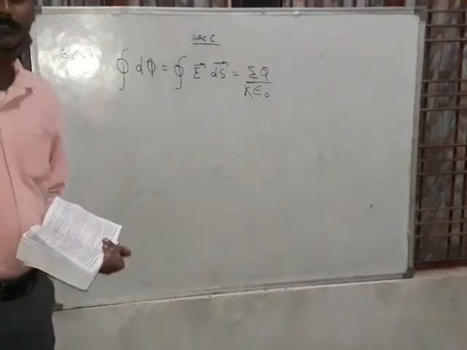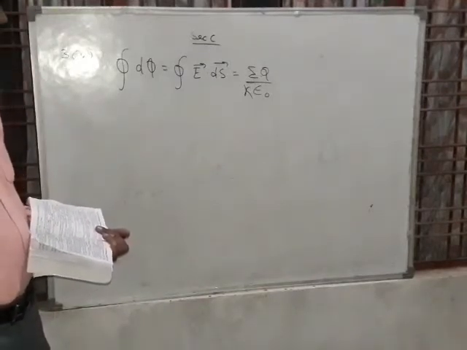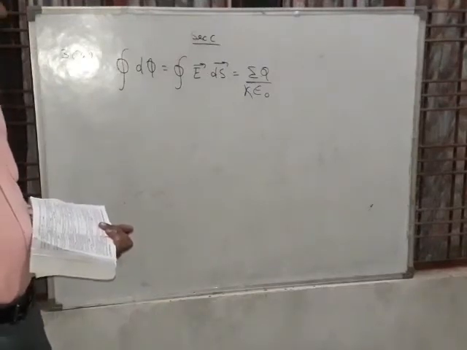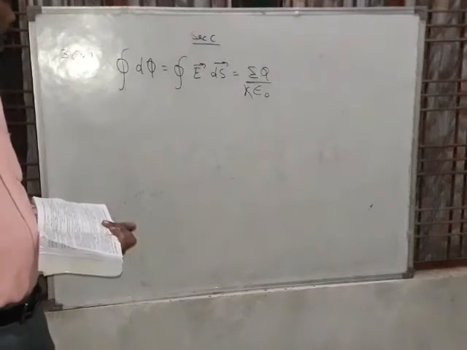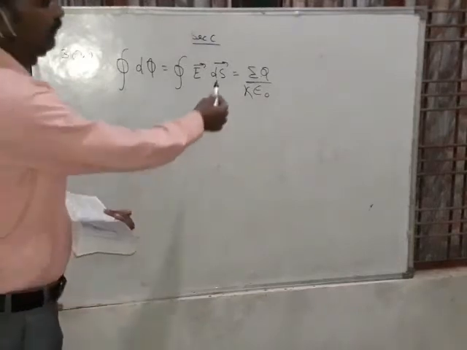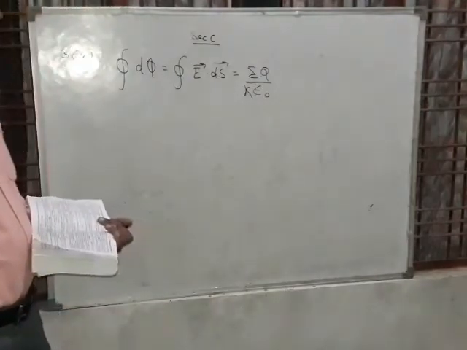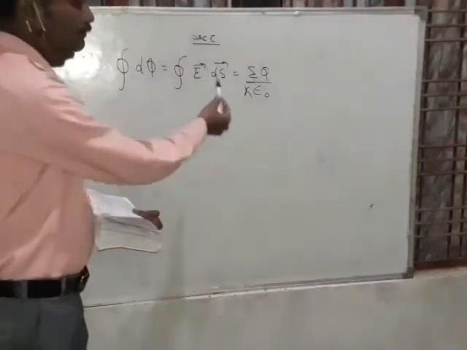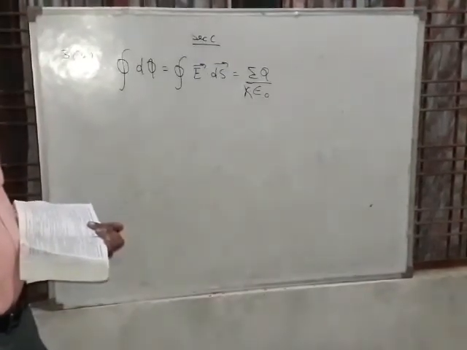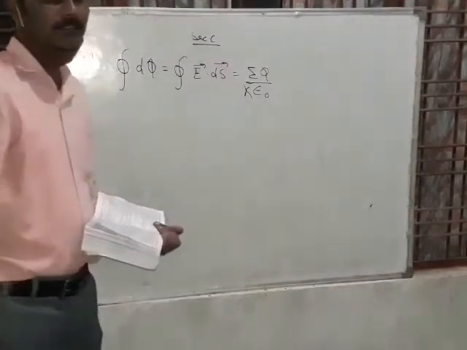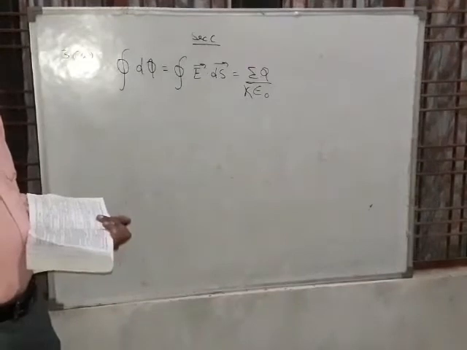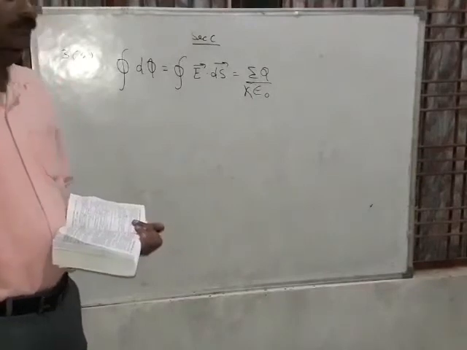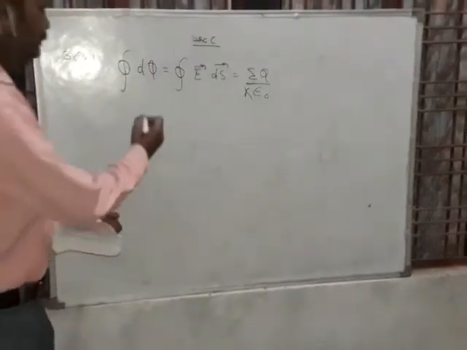where d phi is electric flux penetrated through a surface enclosed by a system of charges sigma q, vector E is electric field intensity, and dS is the area vector. K is dielectric constant of the medium and epsilon naught is the permittivity of free space. If the charge is placed in air or vacuum, then K equal to 1.